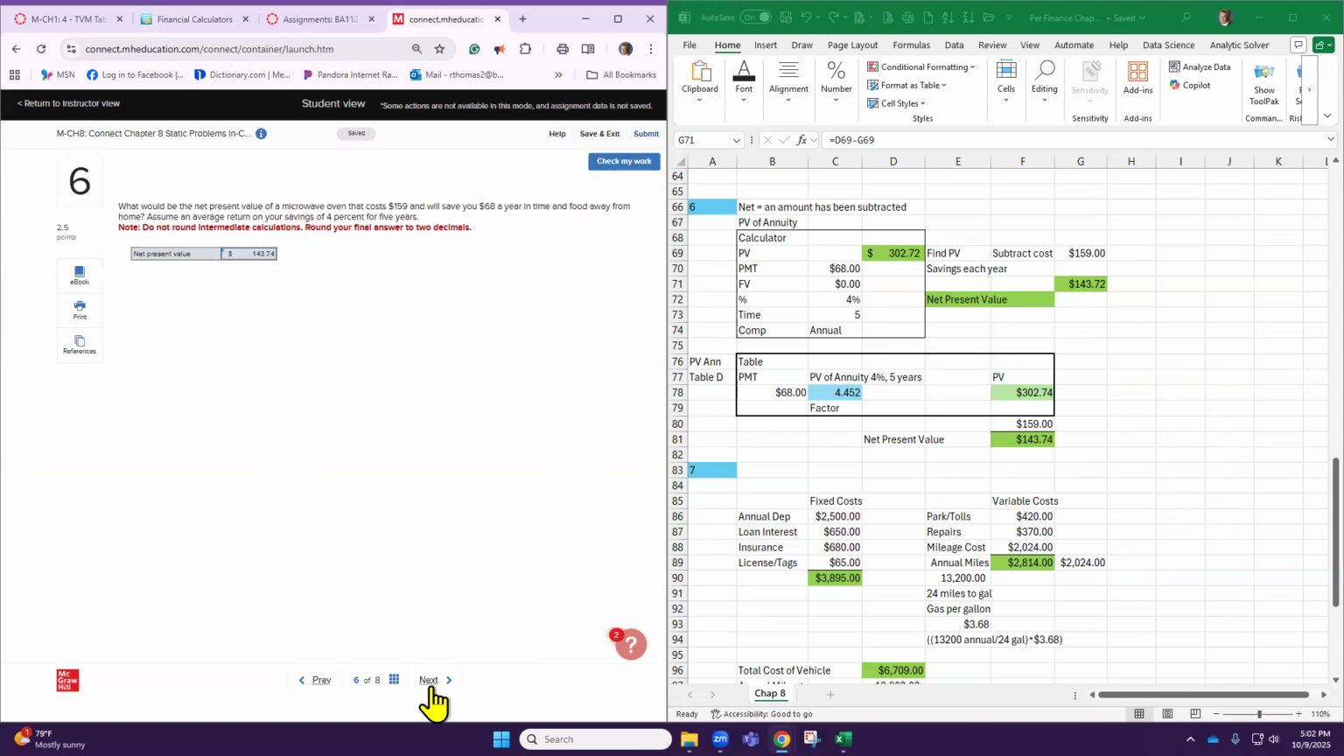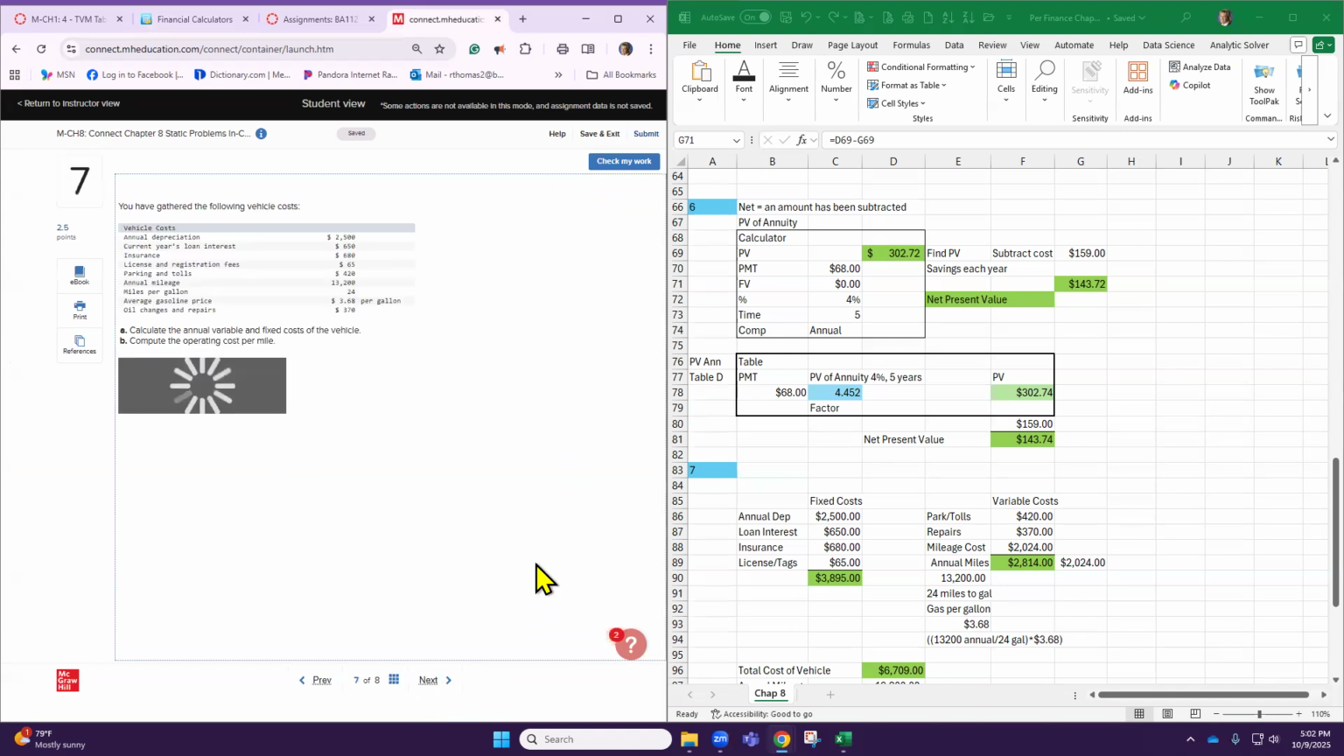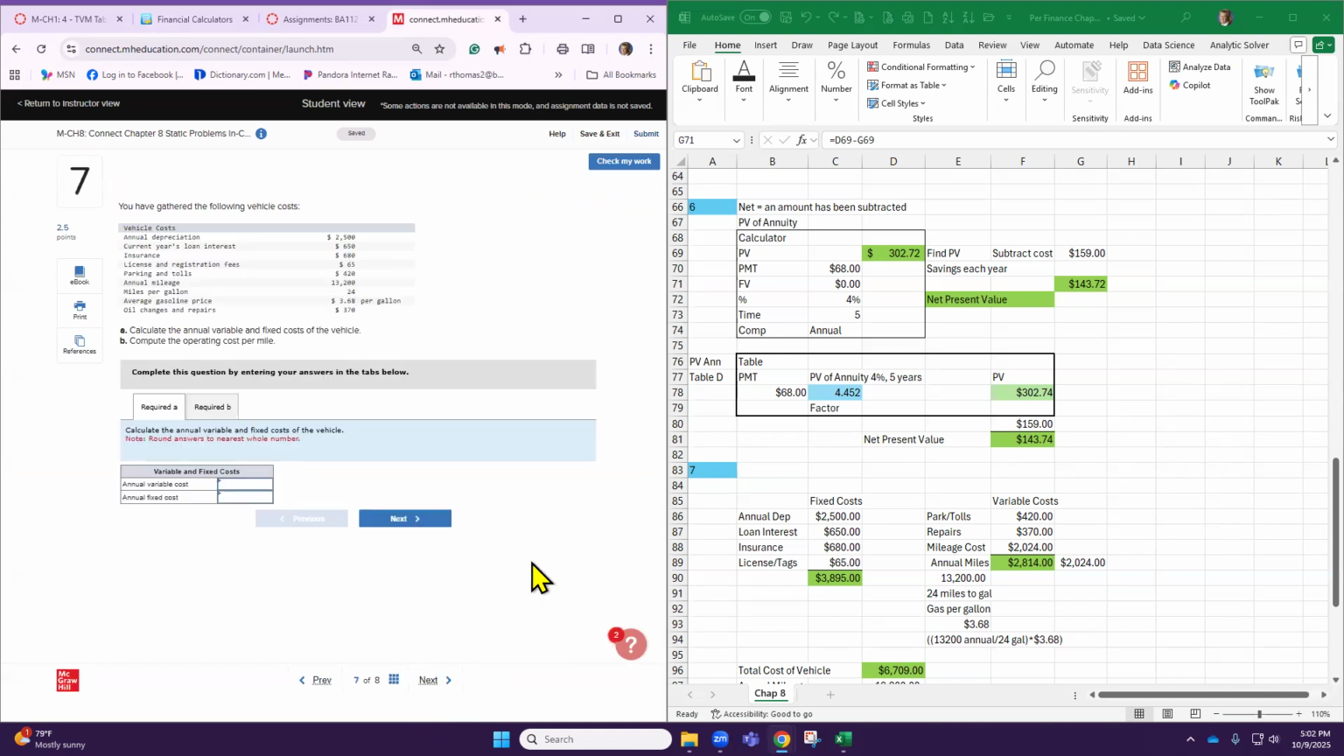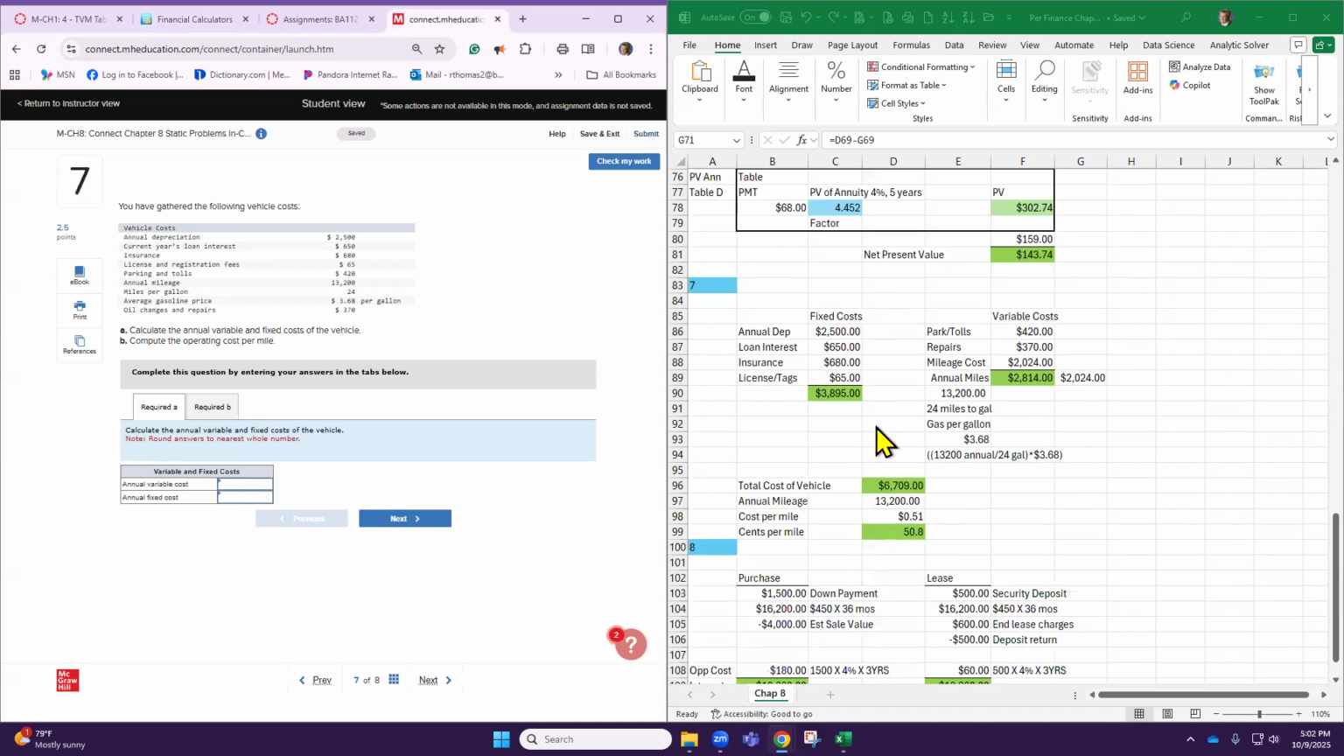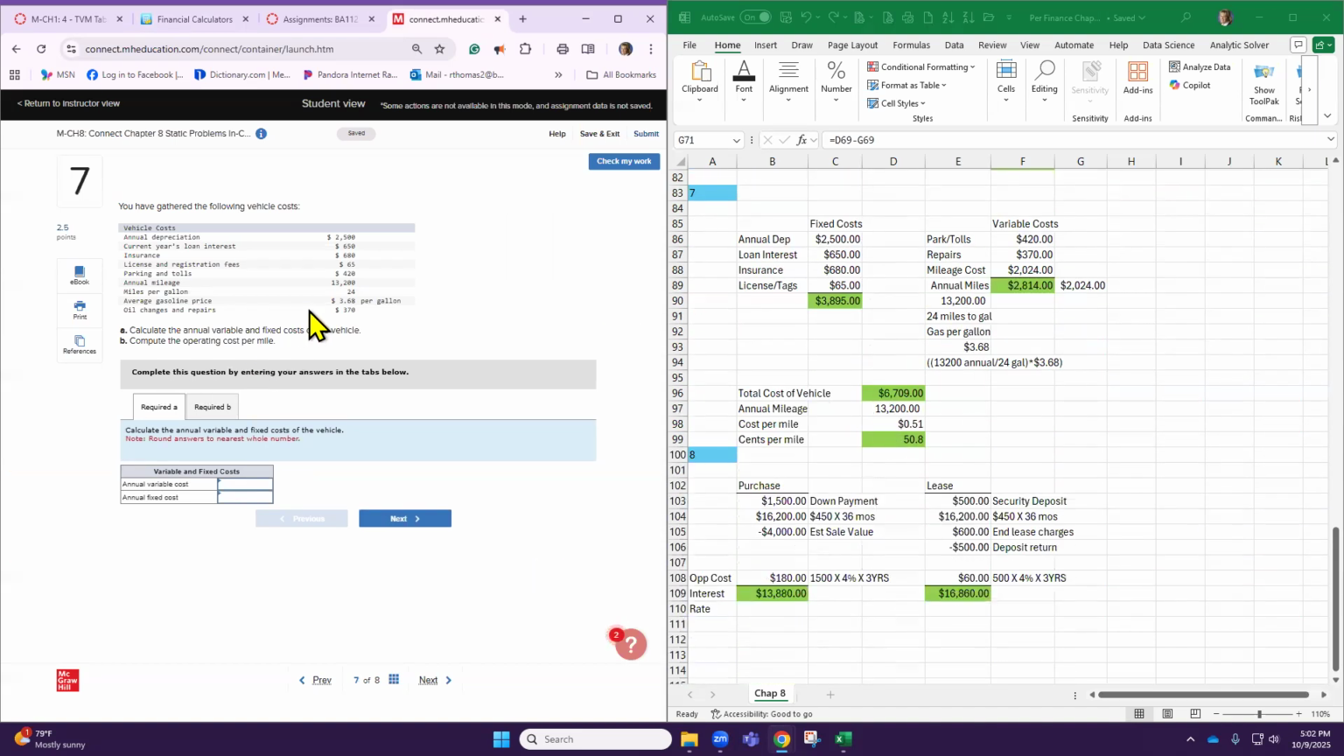Okay, two more. This next problem helps you understand what fixed costs are and what variable costs are. If you were trying to gather up information about a vehicle and how much it costs to run it, you would want to put these things down. So we have fixed costs in here and we have variable costs. Fixed cost means that you're going to pay that cost whether you drive the vehicle or not.